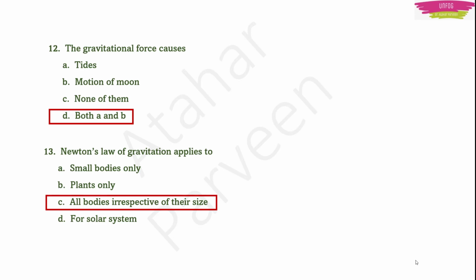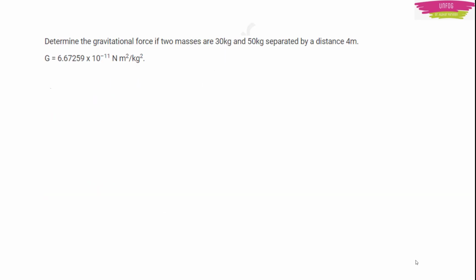Now I will show you one or two numericals. They may ask numericals because in the syllabus they have written it, right? They may ask numericals, for example, like this, and they will give you 4 options. You will have to calculate and pick the right answer. Okay. Question can be like this. Determine the gravitational force if two masses are 30 kg and 50 kg separated by a distance of 4 meters and the gravitational constant value is given.